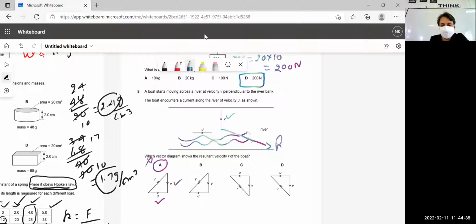U is there, V is there. The resultant force. They are saying that as per option A, the boat is going along this direction. It is not possible. As per option B, they are saying that the boat will go in this direction.